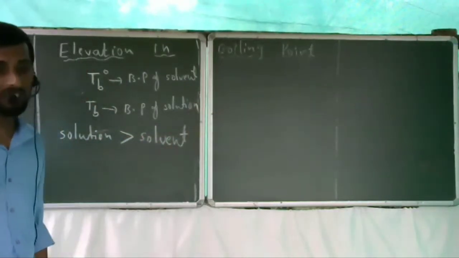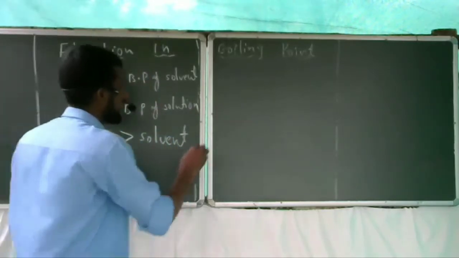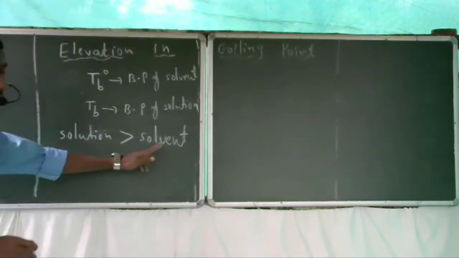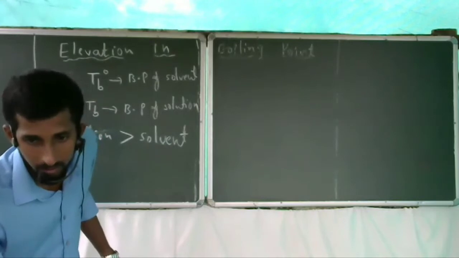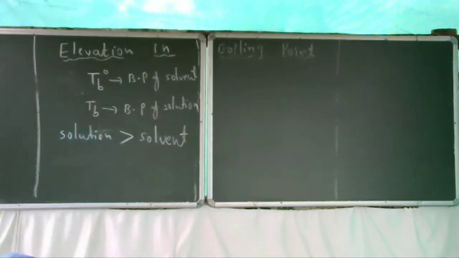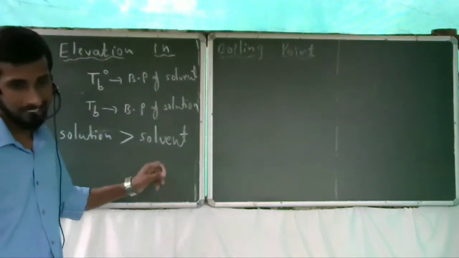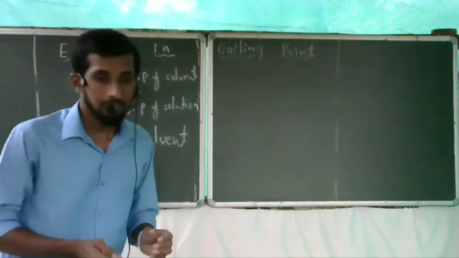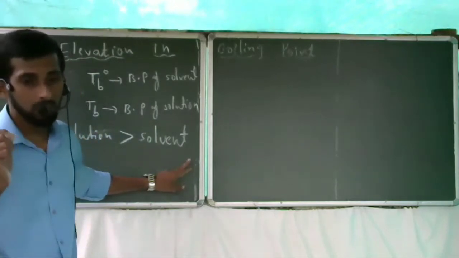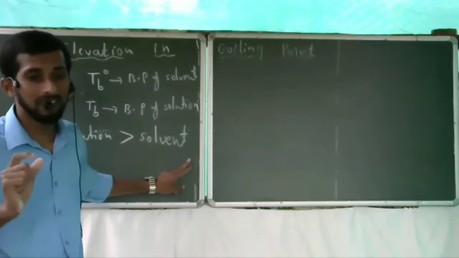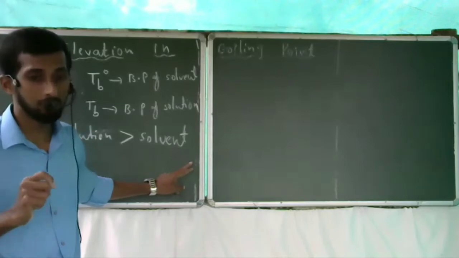Boiling point of the solution is greater than that of the solvent, right? So we can write increase in boiling point. If you add a non-volatile solid to a volatile solvent, boiling point increases. Now if we compare the boiling point of the pure solvent and the solution, the boiling point of the solvent is lower than that of the solution.